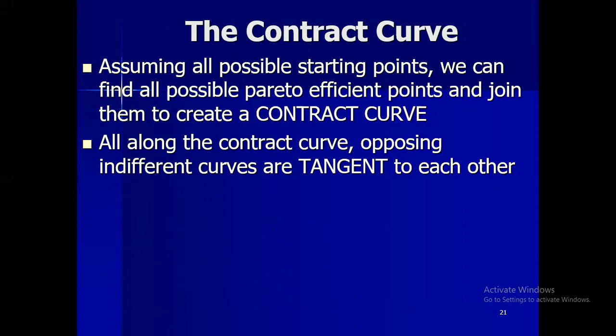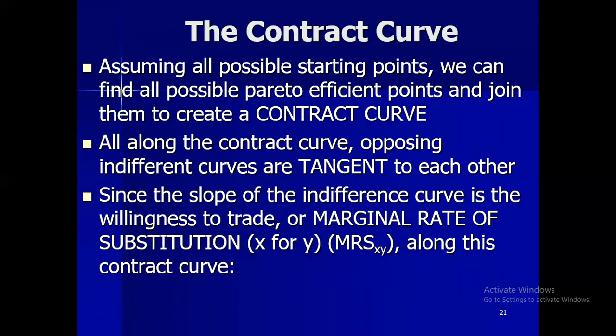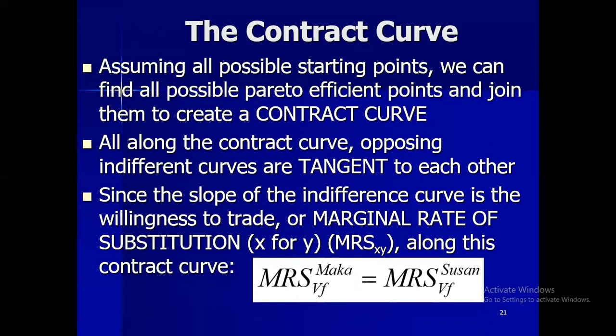Along the contract curve, opposing indifference curves are tangent to each other. Since the slope of the indifference curve is the willingness to trade, or marginal rate of substitution, along this contract curve, the slope is the marginal rate of substitution of Muskan equal to the marginal rate of substitution of Suzanne.